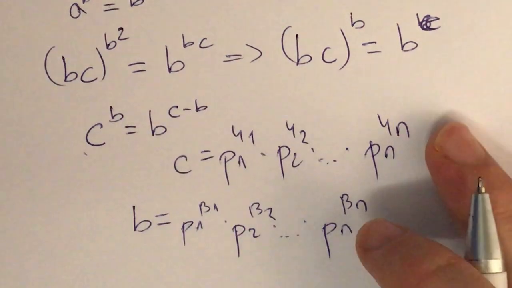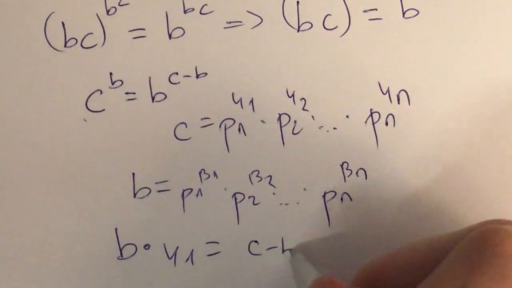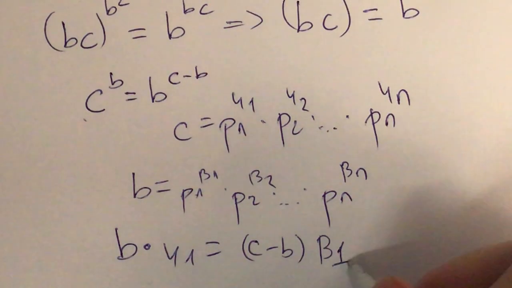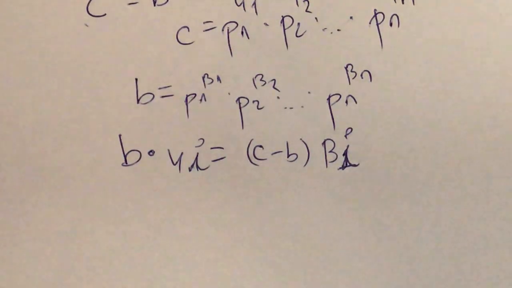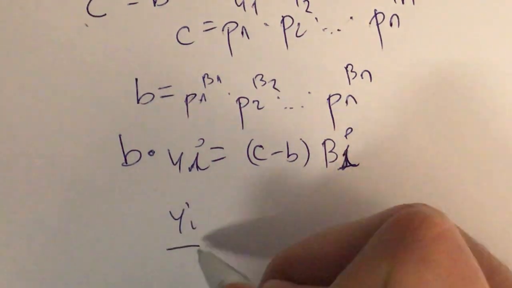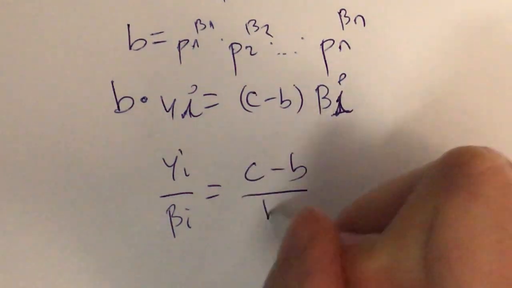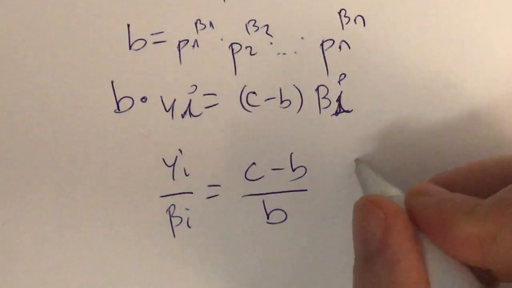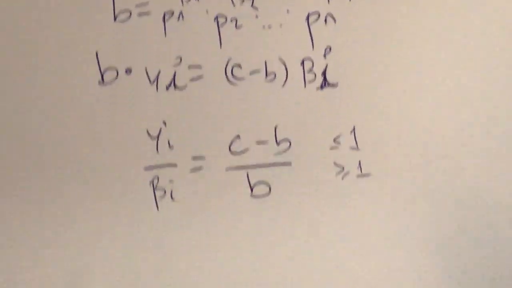And now this thing right here gives us that b times gamma 1 is equal to c minus b times beta 1. Now this of course holds true for all i, so now we have this. In other words, similar to what we've done before, gamma i over beta i is equal to (c minus b) over b. Now this can either be less than or equal to 1 or greater than or equal to 1. Now we can just do the two cases.